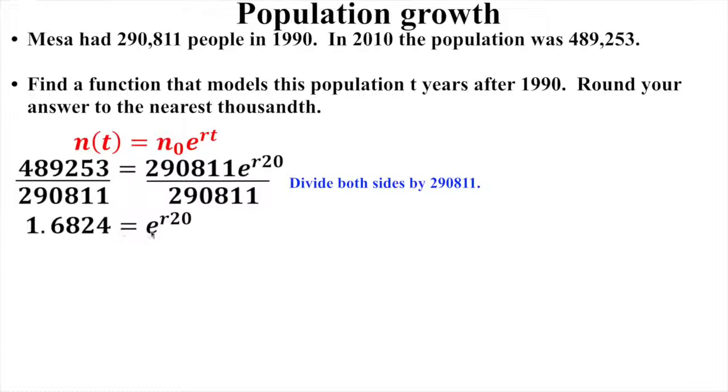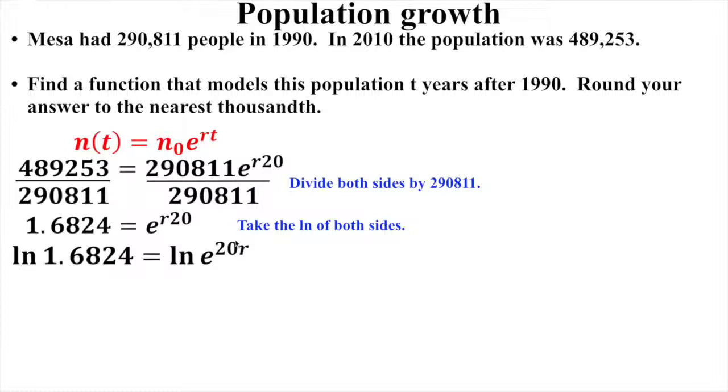All right, from here, I need to get this out from the exponent. So what I'm going to do is take the logarithm of both sides. But again, I'm going to take the natural logarithm of both sides because it's the number e, and the natural logarithm has a base of e. So I take the natural log of both sides. When I do that, this ln and e will actually cancel, leaving me with just whatever was in the exponent, in this case 20r.